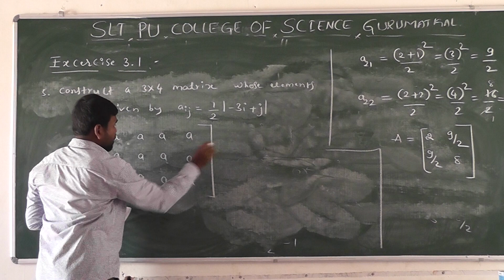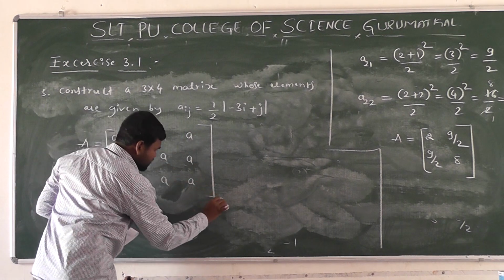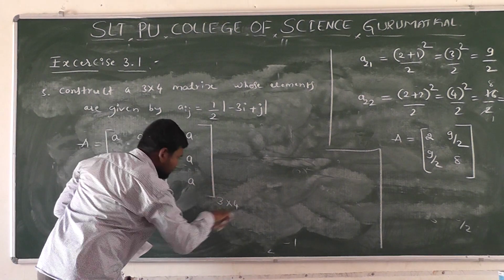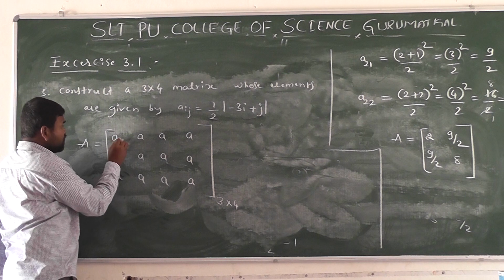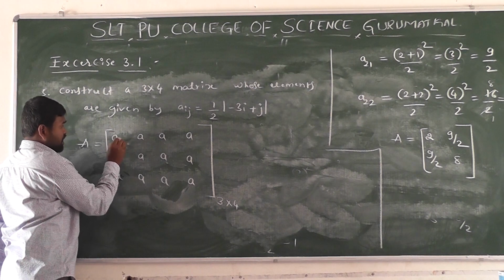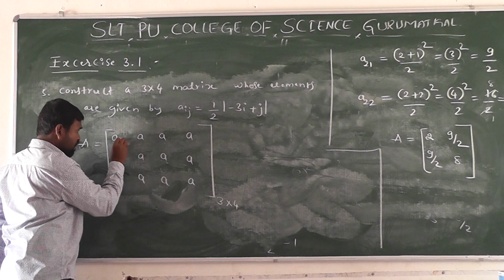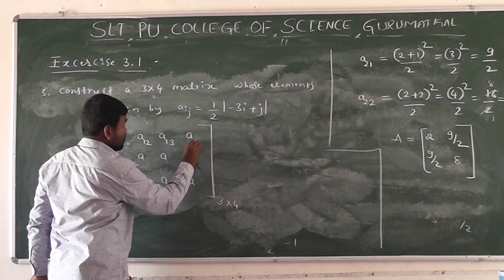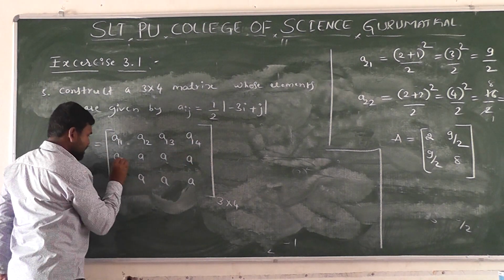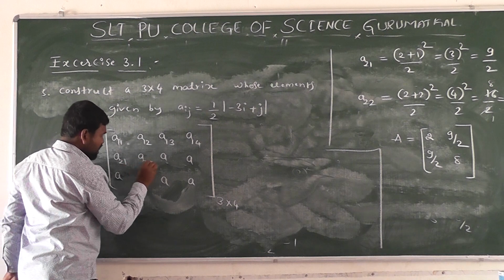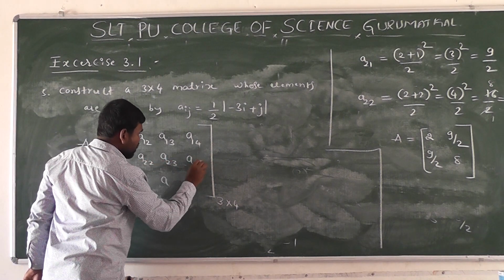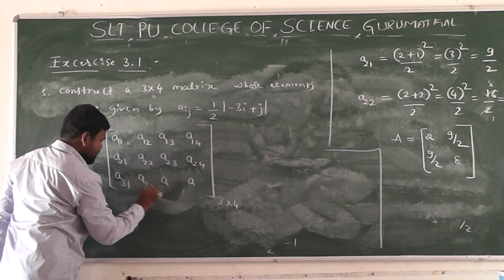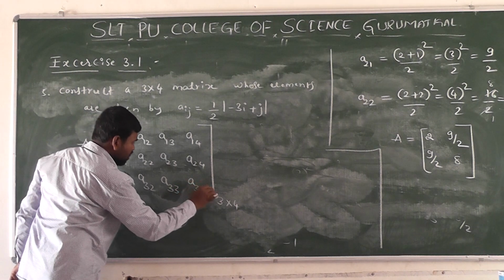Then how many rows here? First row, second row, and this is the third row. And how many columns? This is the first column, second column, third, and fourth. This is the matrix 3 cross 4. For the given elements, what is the row number and what is the column number? This is the first row, first column, first row, second column, first row, third column, first row, fourth column, and this one is second row, first column, second row, second column, second row, third column, second row, fourth column. Next, third row, first column, third row, second column, third row, third column, third row, fourth column.